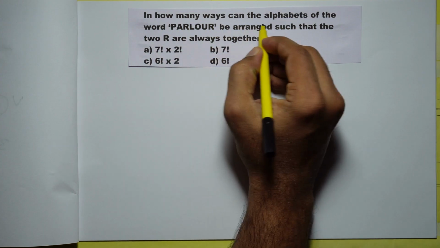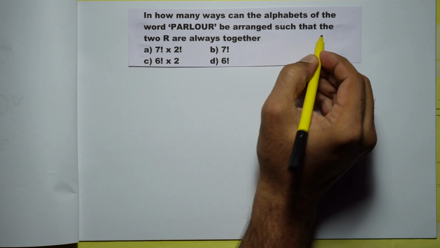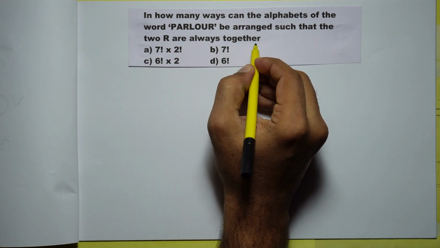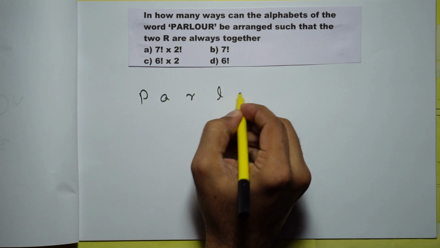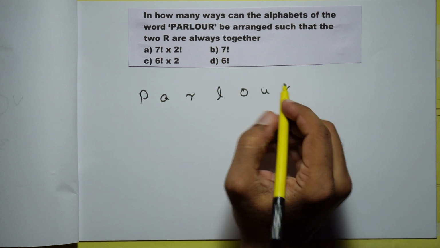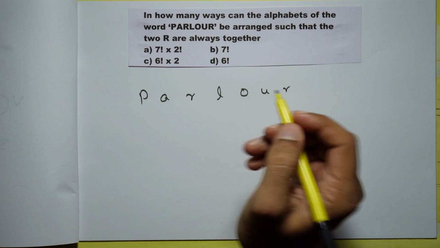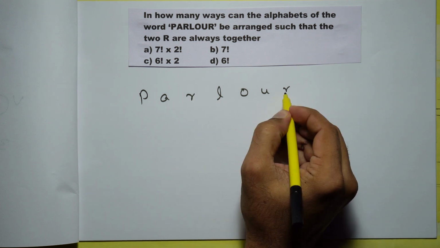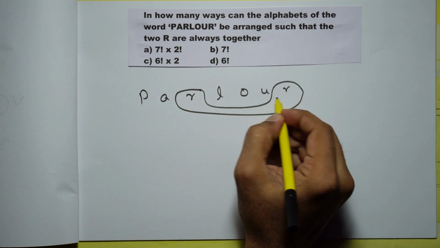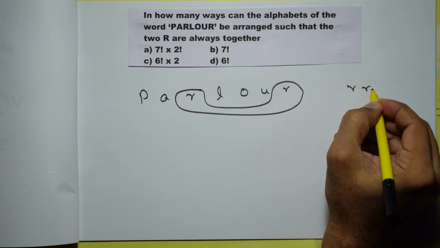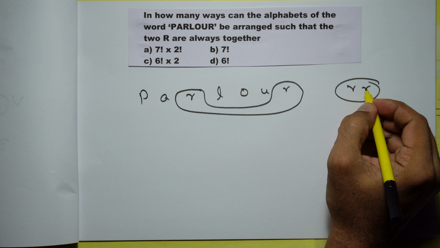In how many ways can the alphabets of the word PARLOUR be arranged such that the two R's are always together? So you have the word PARLOUR, P-A-R-L-O-U-R. Now find the number of arrangements such that the two R's are always together. Now whenever it is said that the two R's are together, you bring them together and treat them as one alphabet. So bring the two R's together and treat them as one alphabet. Then the two R's will always be together.